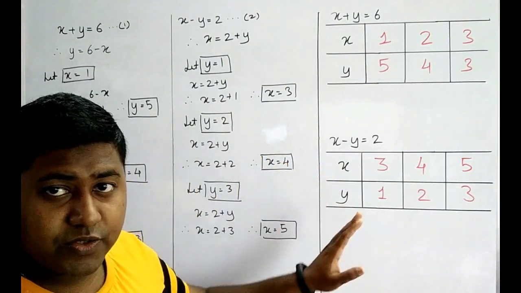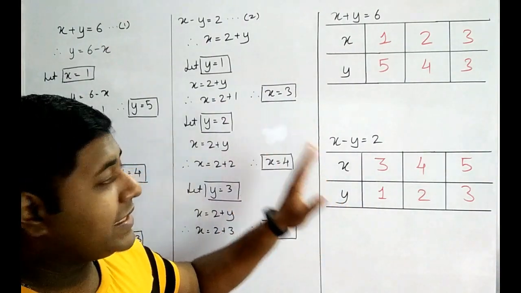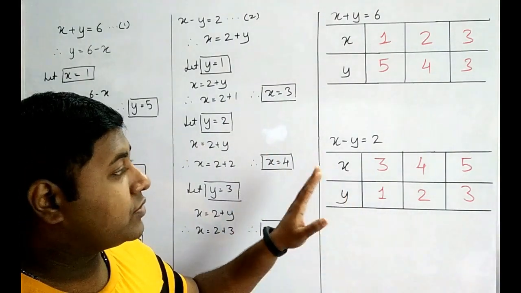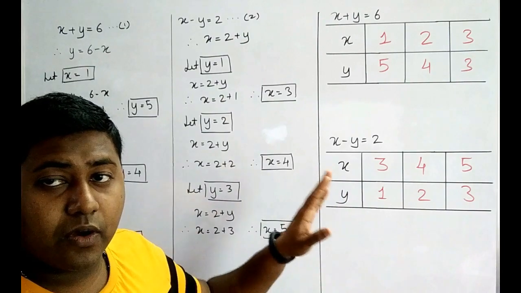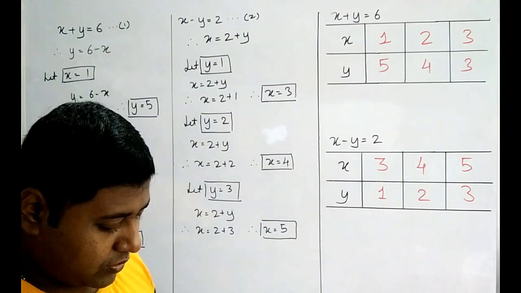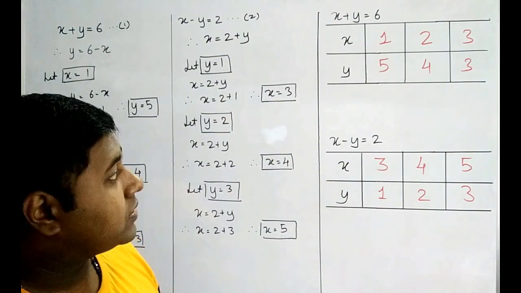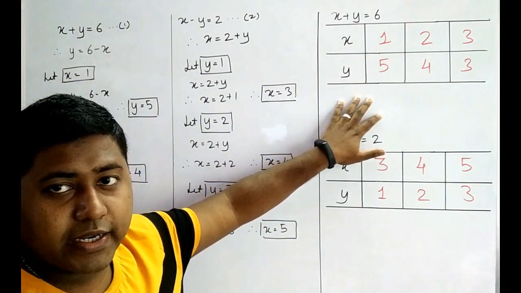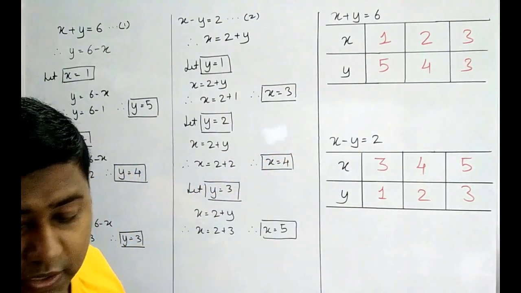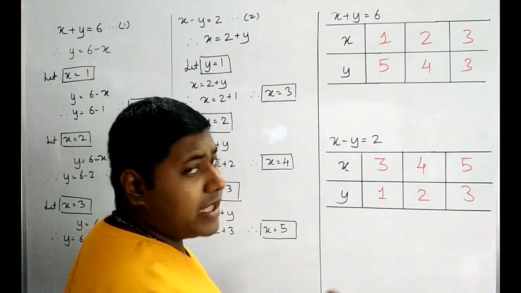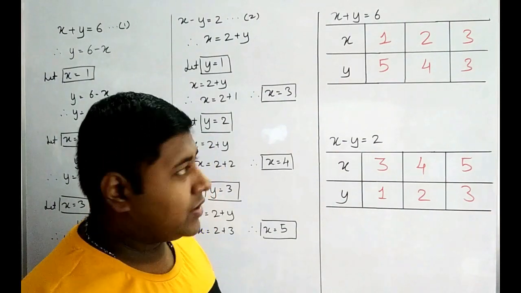These are not the solutions of the equation. These are the coordinates that we are going to use to draw lines on the graph. So let us see how to plot these coordinates on a graph. Now we have got 3 coordinates for each equation. You can take 4 coordinates also.